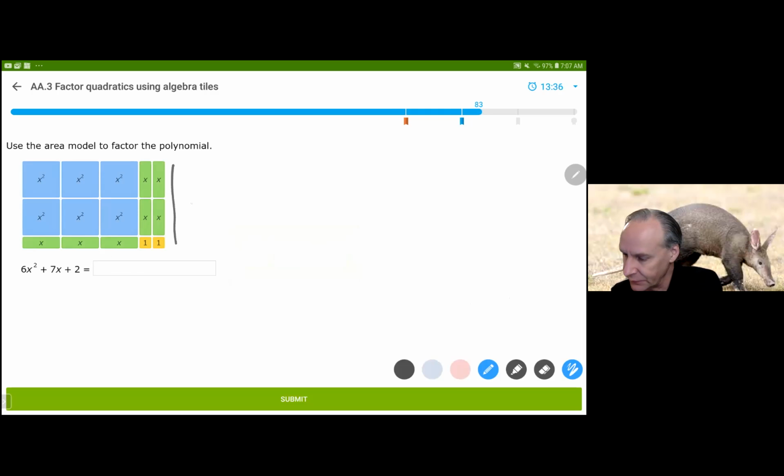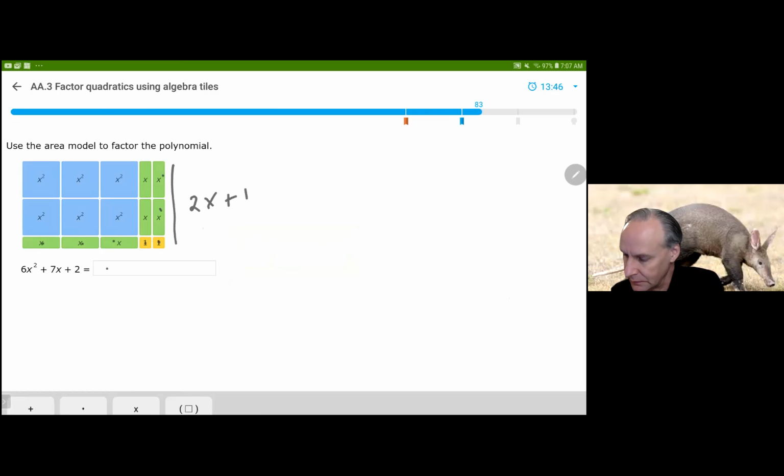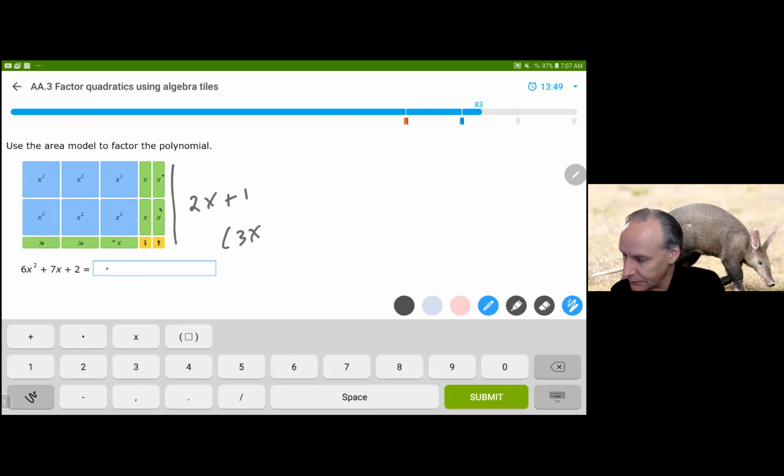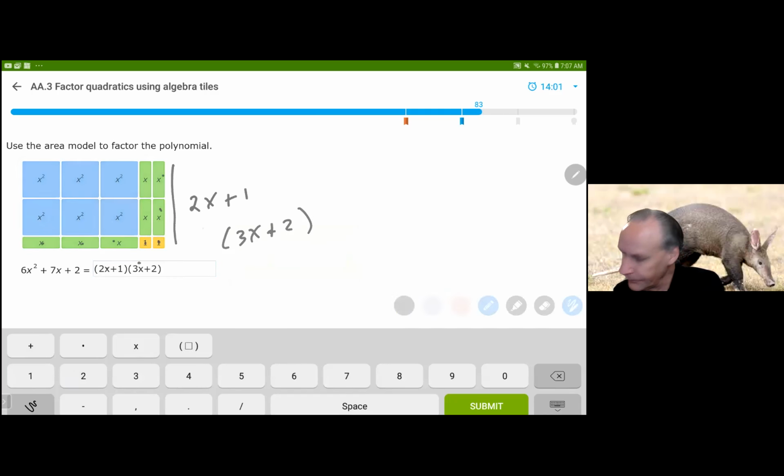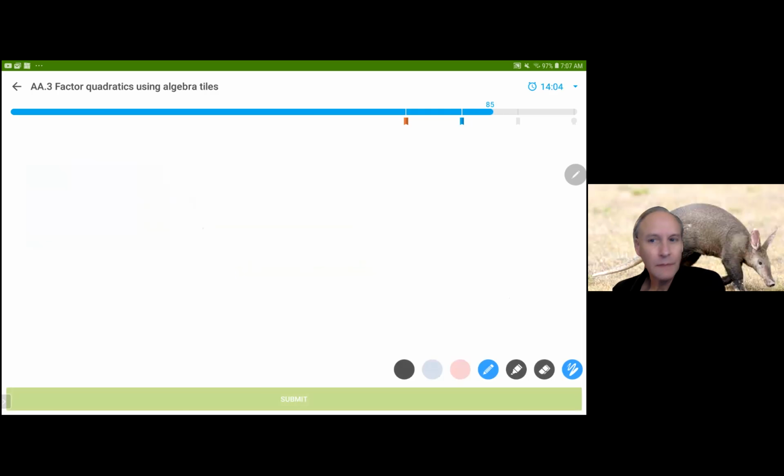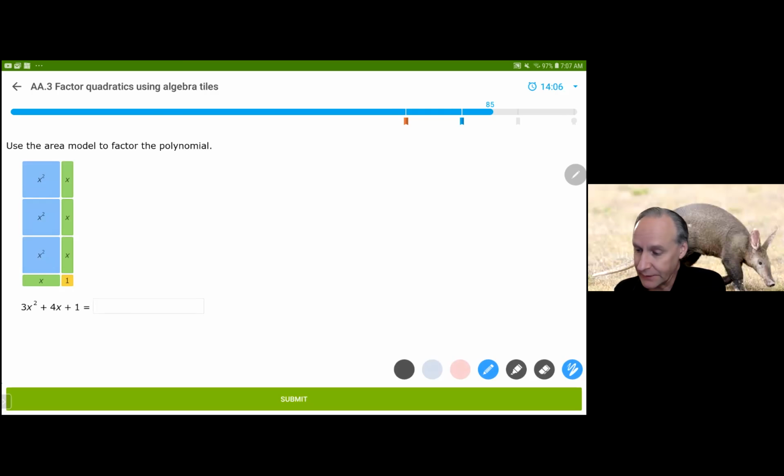This is 2x plus 1. Hopefully you can see I have an x and an x and a 1, and 3x plus 2. I'm going to write it 3x plus 2. There we go. So we have a 2x plus 1 and a 3x plus 2. And I like these better, so let's see. 3x plus 1 and an x plus 1.